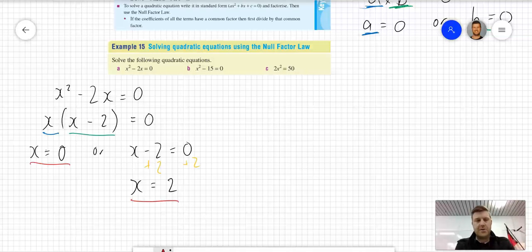So there you go. I've actually got two solutions. Most quadratic equations will have two solutions. Some will have one, some will have none. The ones we'll look at today will either have one or two solutions. So the two solutions for the first one is 0 or 2. Okay, and it's really important to give both of those solutions.